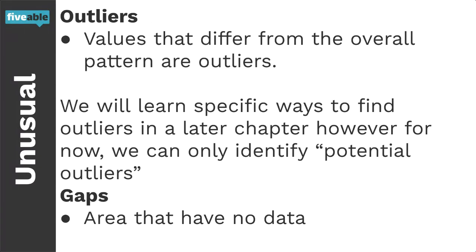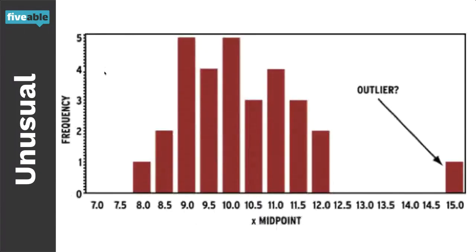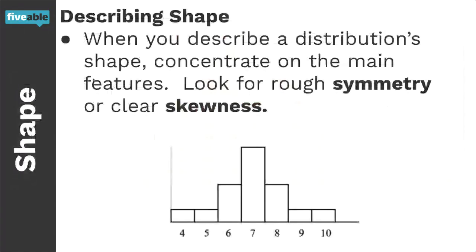Gaps. We also want to talk about gaps, so any area that doesn't have any data. We really want to make sure that we're pointing that out when we're describing our distributions on the AP exam. Over here you can see we have some data points, and a potential outlier all the way over there at 15. Outliers and gaps are something we need to talk about when we're describing a distribution. So center, unusual, next comes shape.